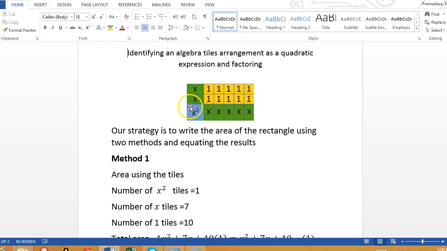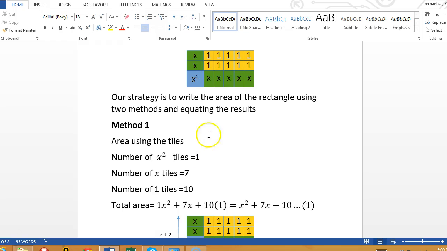How many x squared tiles are there? There is one x squared tile, so that has area x squared. How many x tiles are there? 1, 2, 3, 4, 5, 6, 7. So there are 7 x tiles, and each of them has an area of x. So 7 times x is 7x.